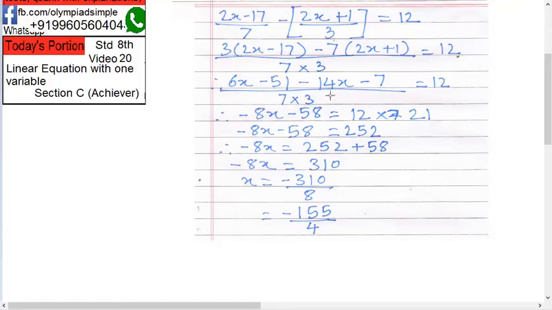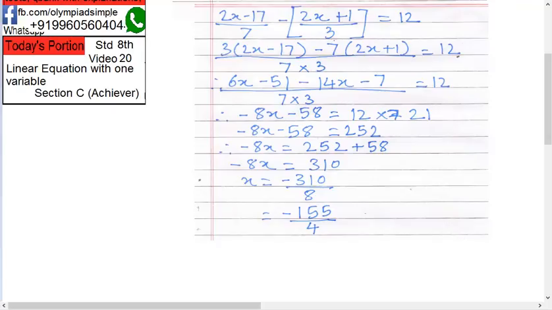Now take 58 on this side, so it becomes plus. Minus 8x equals 252 plus 58. So it becomes 310. So minus 8x equals 310. So x equals, take minus 8 on this side. Remember, we have to find x, not minus x. So take the full minus 8 on this side. It becomes 310 upon minus 8, or you can write it this way also. Minus can be taken in the numerator also: minus 310 upon 8. Cancel it by 2. So minus 155 upon 4. That is the answer of x. That is the required answer.